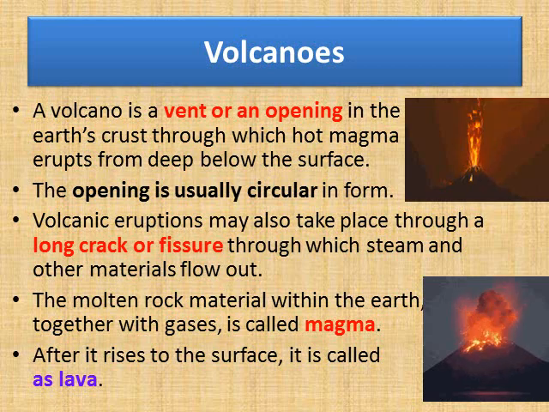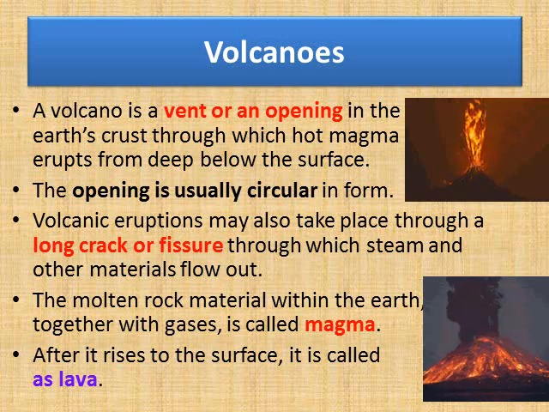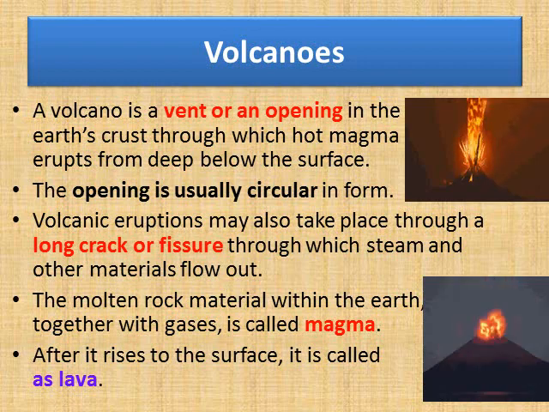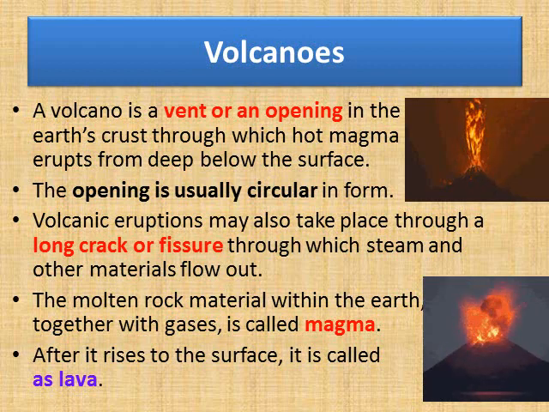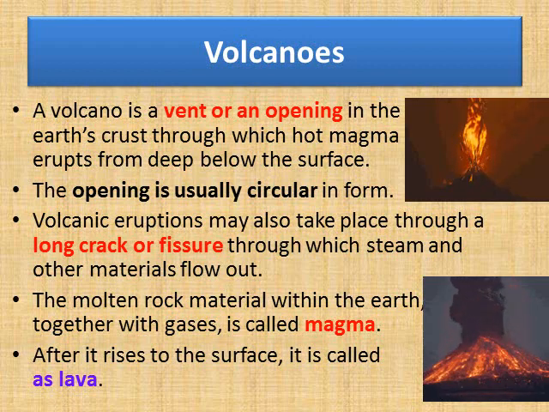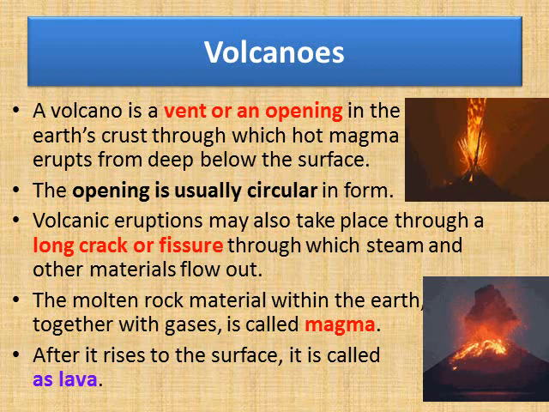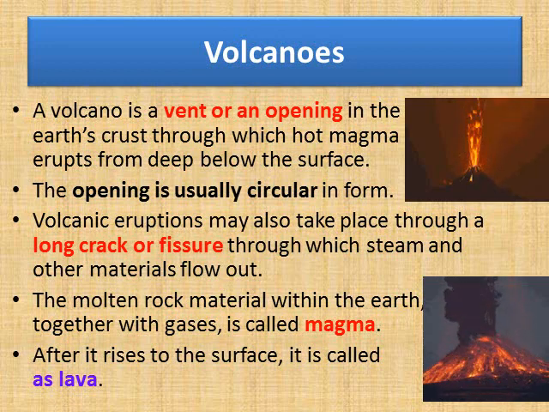The opening is usually of circular form. Volcanic eruptions may also take place through a long crack or fissure through which steam and other materials flow out. So it could also be a long crack or a fissure. F-I-S-S-U-R-E, fissure. A fissure is a narrow opening or a crack of considerable length and depth. So it could be of circular type or of fissure type.